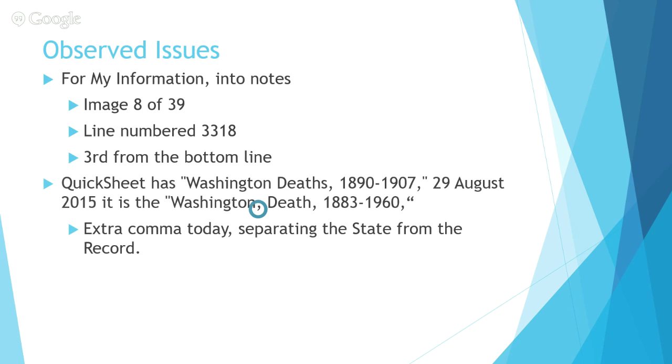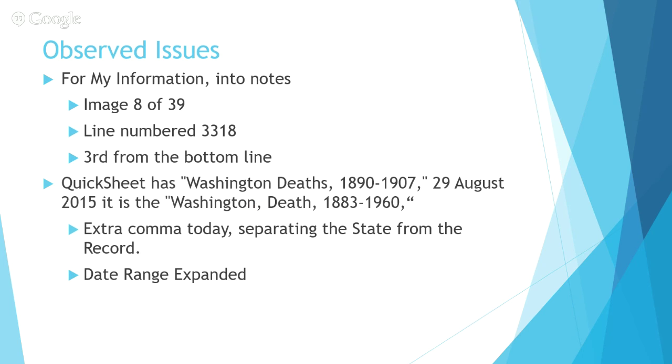But now, what did it look like in 2009 when the QuickSheet was created? I have no clue. I just wanted to point out that my citation will have the comma after Washington because that's how it was in the database title that Ancestry gave me.